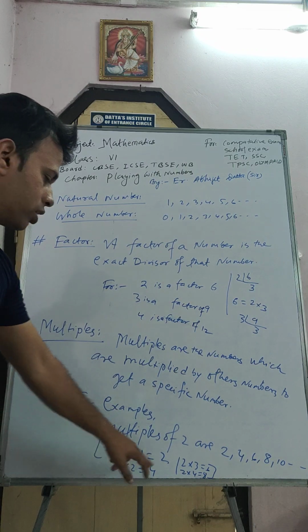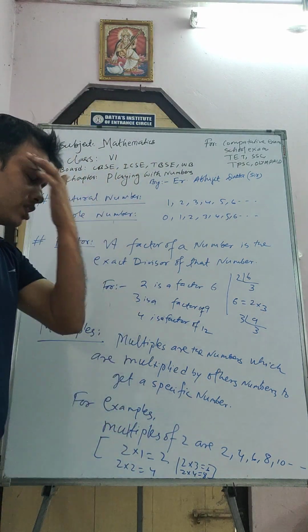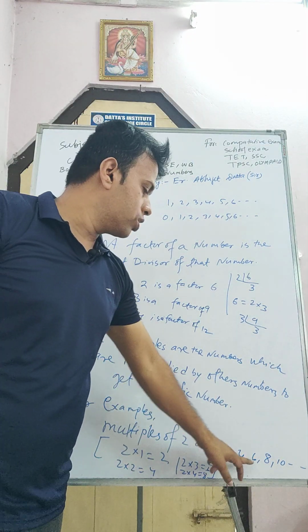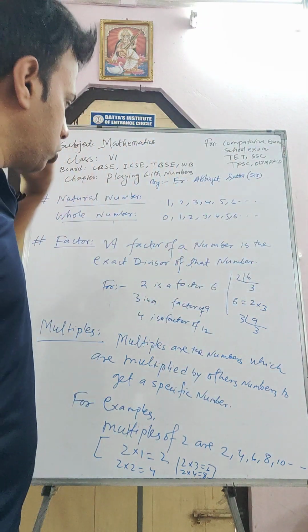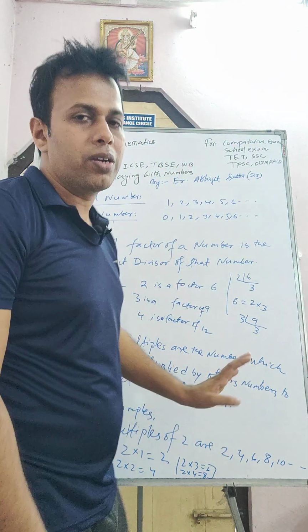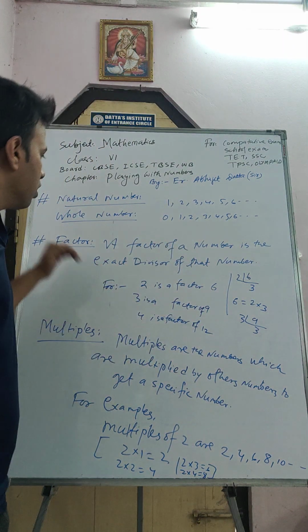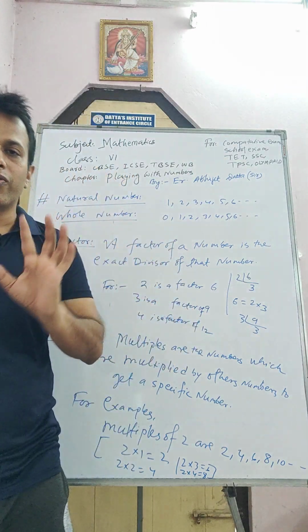Suppose 2 into 1 is 2, 2 into 2 is 4, 2 into 3 is 6, and 2 into 4 is 8. So multiples of 2 are 2, 4, 6, 8, 10 and so on. Here is a question: how many times can we multiply? Multiples of 2 are unlimited, infinite. And the factors of a number are finite.